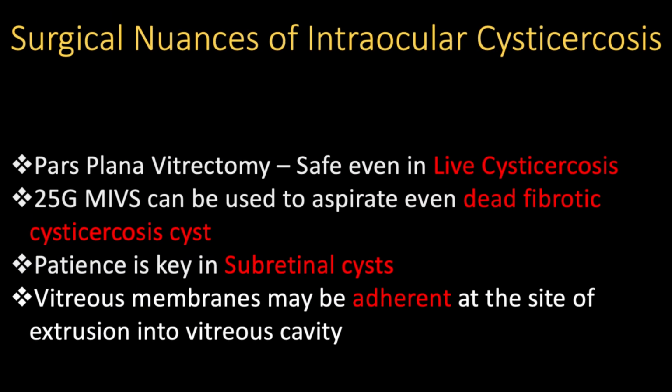In conclusion, pars plana vitrectomy is safe even in live cysticercosis cyst. 25 gauge MIVS system can be used to aspirate even dead fibrotic cysticercosis cyst. Patience is the key in subretinal cyst to ensure the retinotomy does not extend. Vitreous membranes may be adherent at the site of cyst extrusion and must be removed.